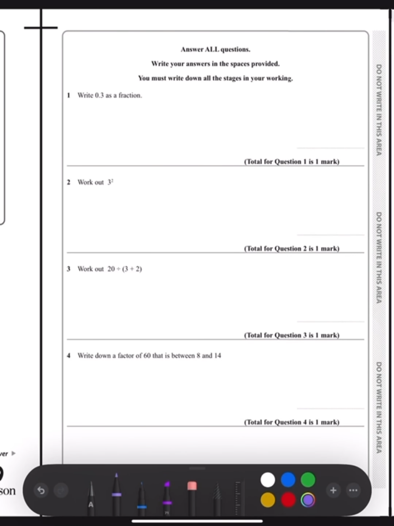Write 0.3 as a fraction. So 0.3 as a fraction. If people are not super clear about this topic, it's the topic of fractions, but some people might get a little confused, get tricked, or mess up the numbers. So let me make it clear for everyone by taking a very simple and small example so that you can relate to this question and answer it more confidently.